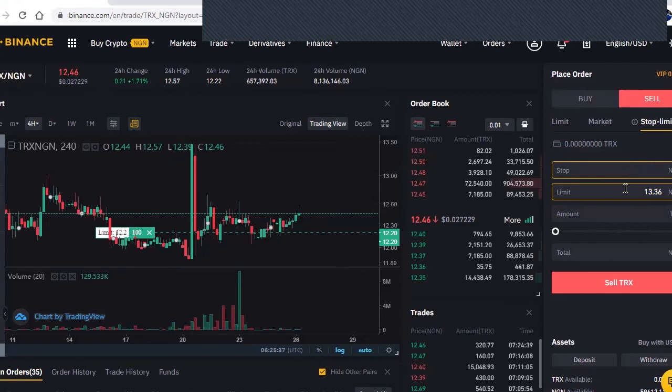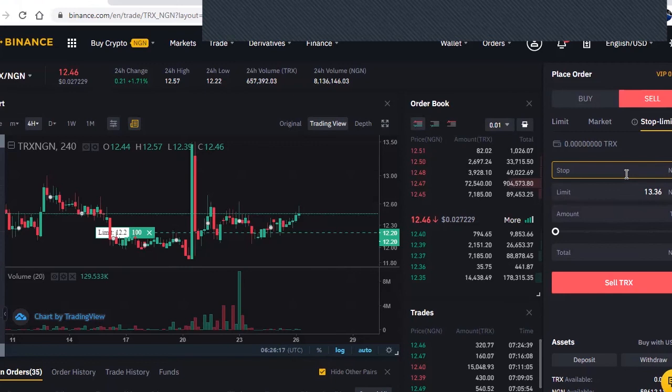Maybe the market can crash. Okay, so actually let's say I bought it at 12 naira. But what happens if the market should get down to 10 naira, 5 naira, or crash to 2 naira, 1 naira? What will happen? The market is volatile. I don't know what will have happened when I'm not in front of my system. So this is a life-saving tool, like I said.